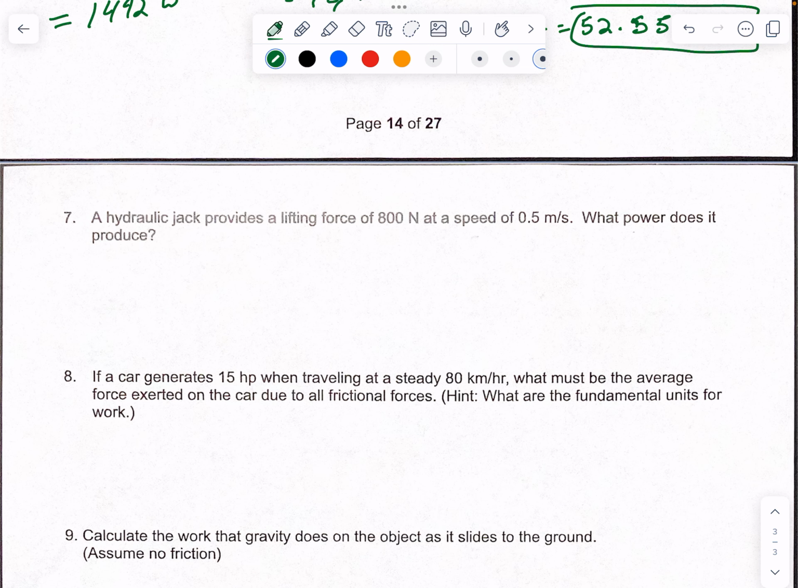7, a hydraulic jack provides a lifting force of 800 newtons, so I gave you force, and a speed of 0.5 meters per second. There's your velocity. What power does it produce? So remember, power equals force times velocity. So all you gotta do is 800 times 0.5, and you get 400 watts.